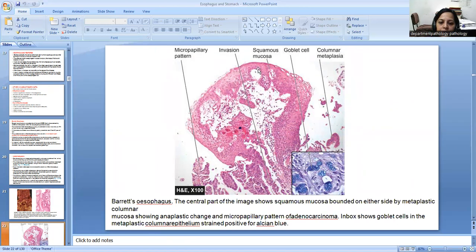Here, the metaplastic columnar mucosa is showing anaplastic change in a micropapillary pattern. These are the micropapillary pattern of adenocarcinoma. The box shows goblet cells. These blue colored structures are the goblet cells in the metaplastic columnar epithelium, which are stained positive for H.